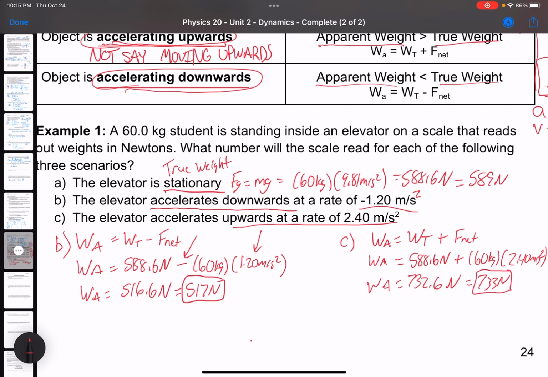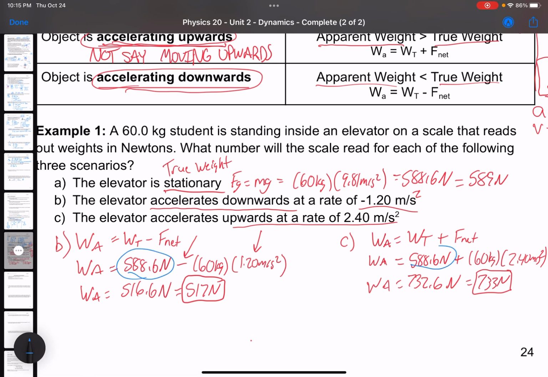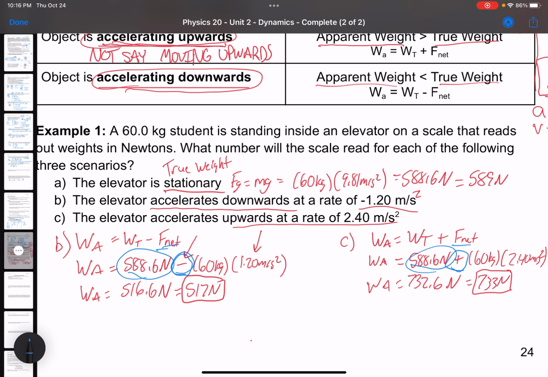newtons. Okay, so if we recap, in both scenarios, we started with the true weight, and then we related the F net to it. In the event of it accelerating downwards, we take away that net force. In the event of it accelerating upwards, we add the net force. Okay, now I'm going to show you a little bit of a shortcut here, and it's not really a massive shortcut, but it'll save you doing it in 2 steps, or you can do it in 1 if it wouldn't have asked you for part A. So remember that the question could have went straight to part B, and I wouldn't have had this number. I would have had to do all this and then come to part B.